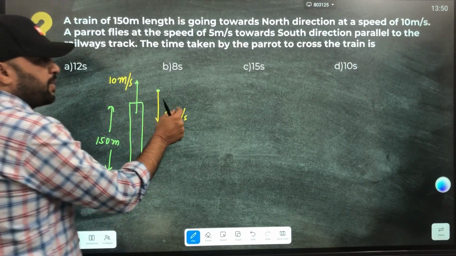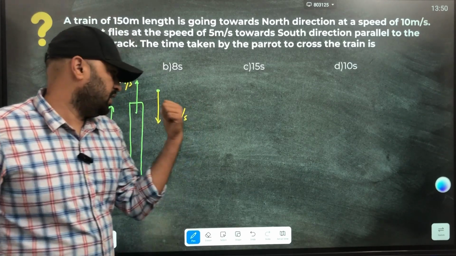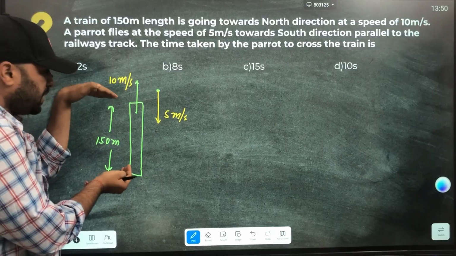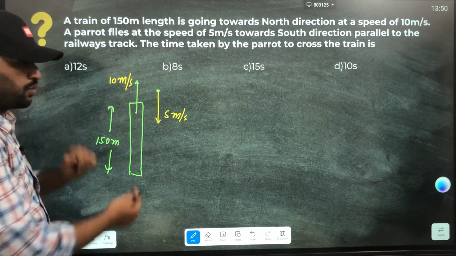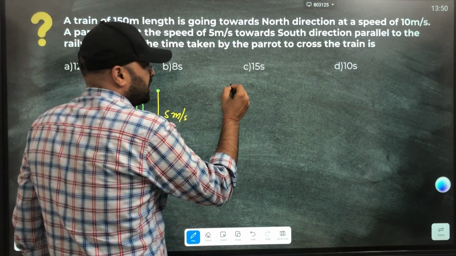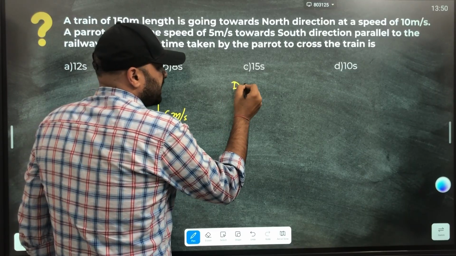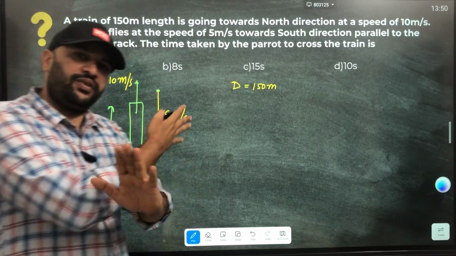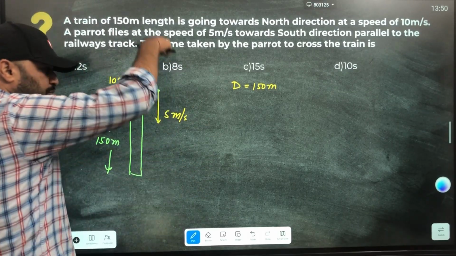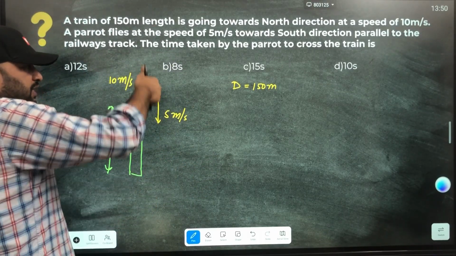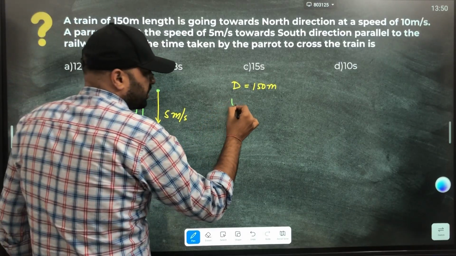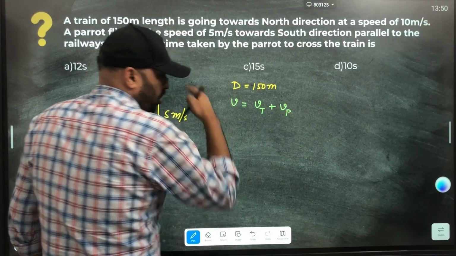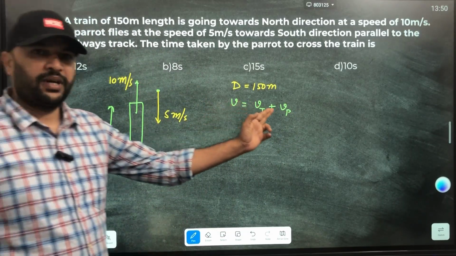The time taken by the parrot to cross the train. Basically, it has to travel 150 meter, right? But the train is moving towards it. So what will be the relative separation? The relative separation will be D, that will be 150 meter, right? Both have to cover it, then only they will cross each other. 150 meter they have to cross. And this is moving with 5 meter per second down and this is moving with 10 meter per second up. So relative velocity will be velocity of train plus velocity of parrot. Opposite in direction, so that will be added up, right?